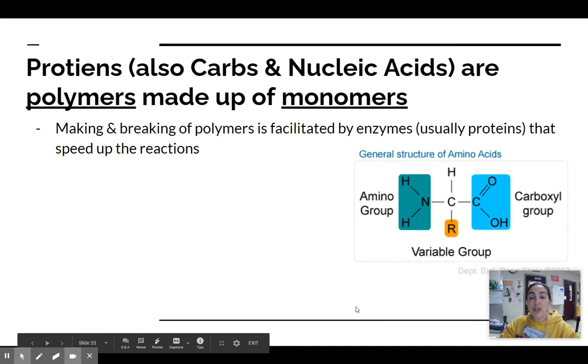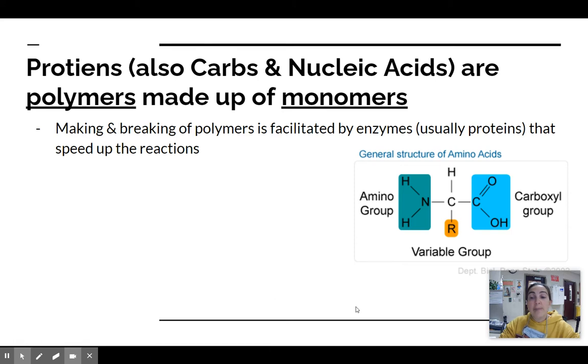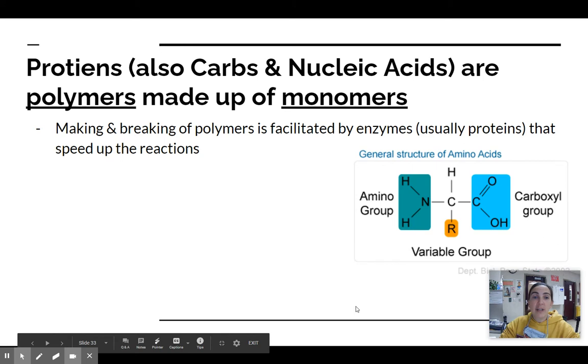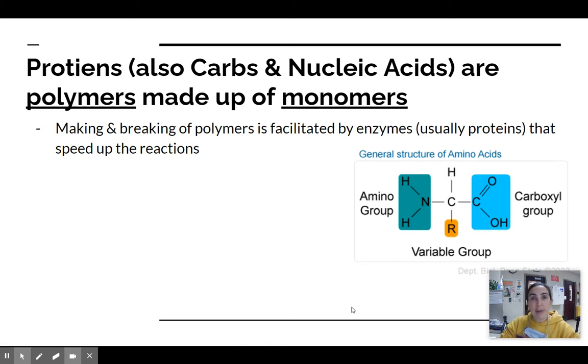I'm going to actually show you a model of a couple amino acids and show you how this process works so that you can see how these amino acids get linked together and see what that process looks like. I'm going to move the camera and get that set up, and I will be right back.